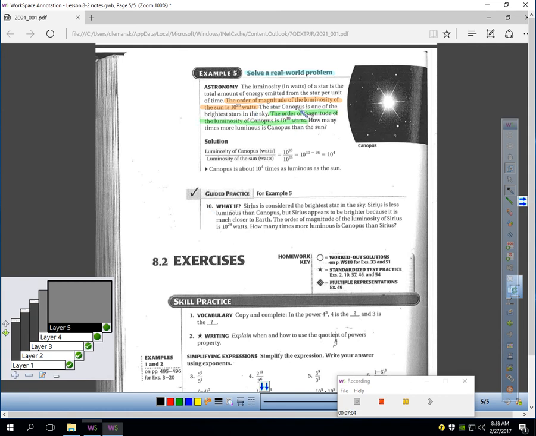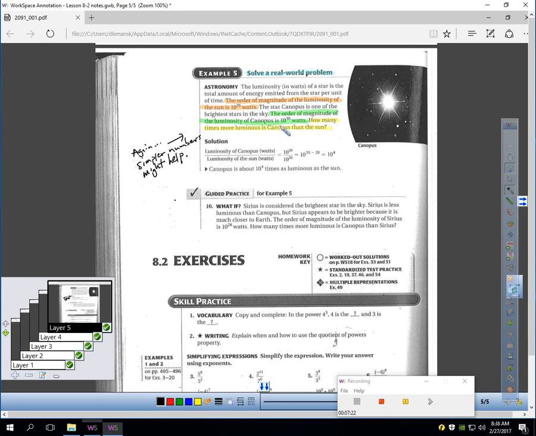The star Canopus is one of the brightest stars in the sky. The order of magnitude of the luminosity of Canopus is 10 to the 30th watts. And they ask, how many more times more luminous is Canopus than the sun? Now, sometimes it's easier, again, to use simpler numbers. I want to know how many times more luminous is Canopus than the sun.